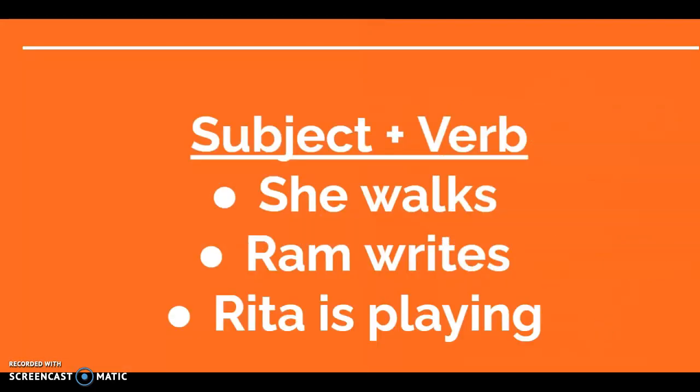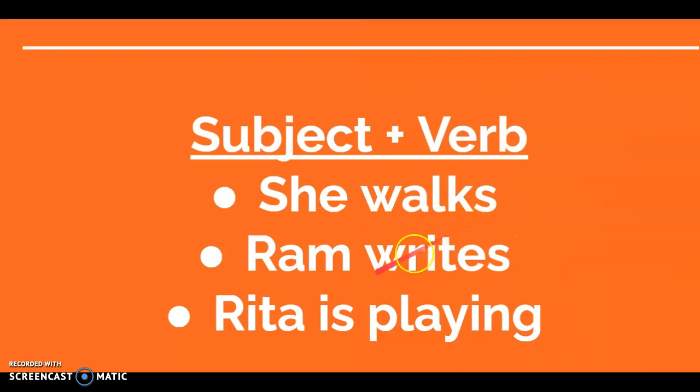Subject plus verb. Now what is a subject? A subject is someone that does the action. It's the doer of a sentence. And verb is the action which is being done. So here, example you see, she walks. So she is the subject, the main actor in a sentence, and verb is walks.